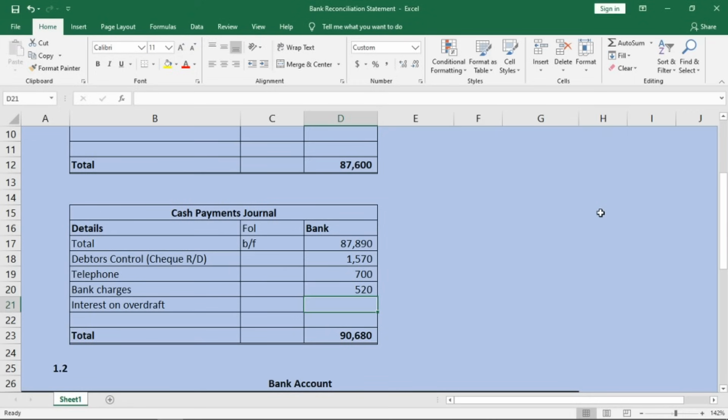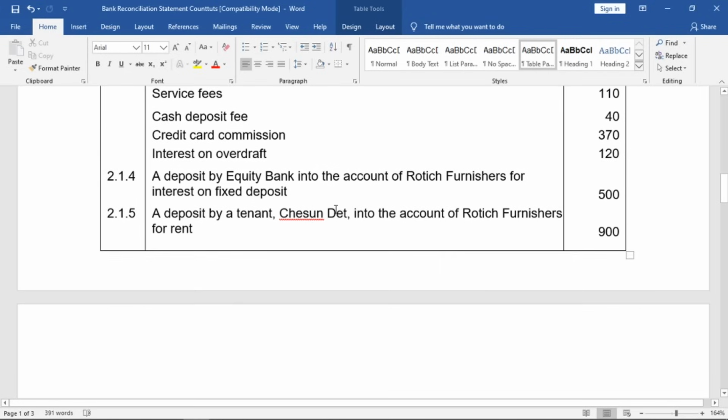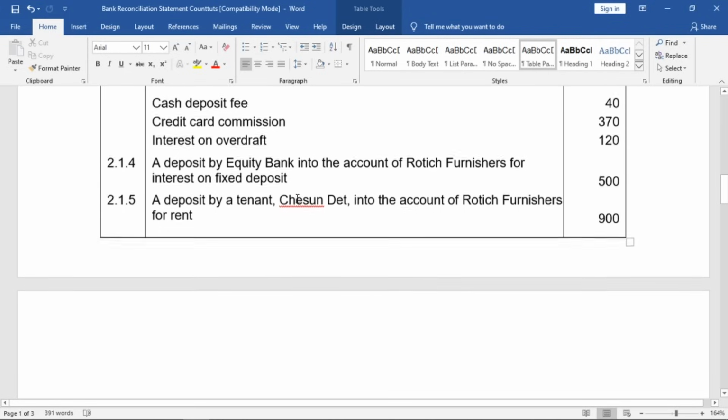It's 120 rand. Remember, these are all in the cash payments journal because they are bank charges. If they say charges levied by the bank, then you put it as bank charges and then the interest on overdraft. So it's money leaving our business, so it left our bank account, and then we have to record it in the cash payments journal. And then we move on to the next one.